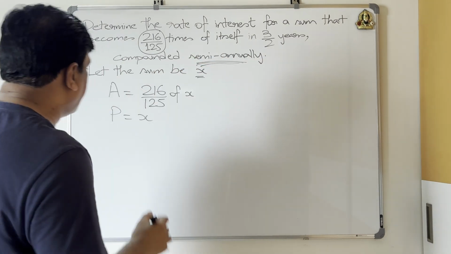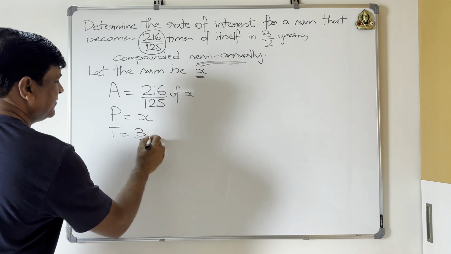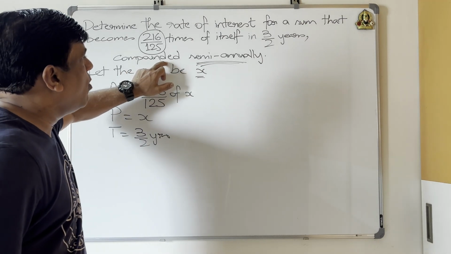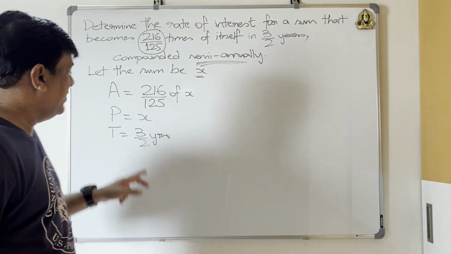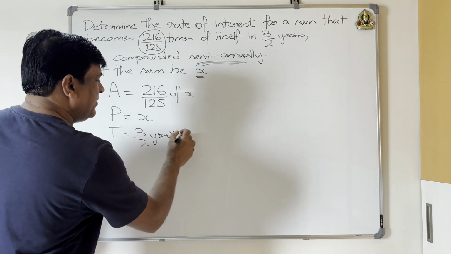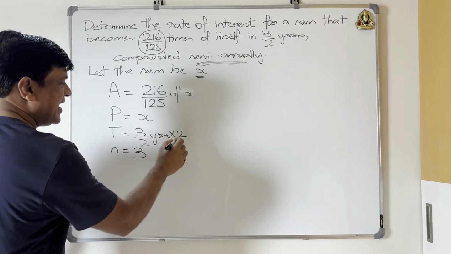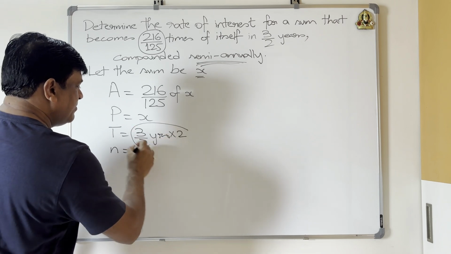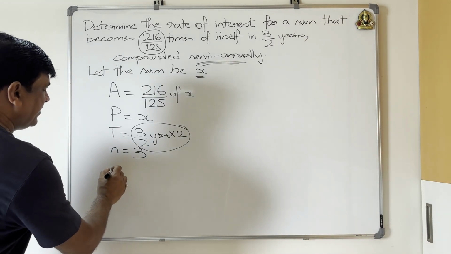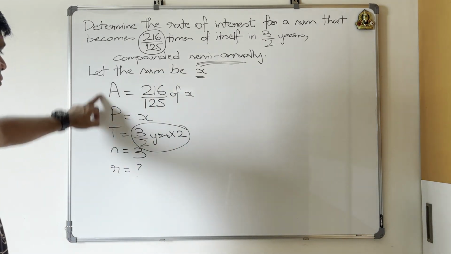Now they are saying that the time is 3 by 2 years, but they have mentioned that it is compounded semi-annually. So what do I need to do? Because I need to take it in blocks of 6 months, I need to multiply it by 2. So my n will become 3, which I'm going to use in the formula. And then let the rate be r, which we are going to find out. Good, so now you have all the details.